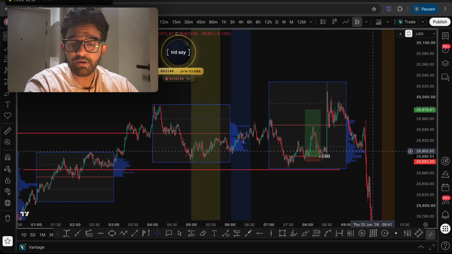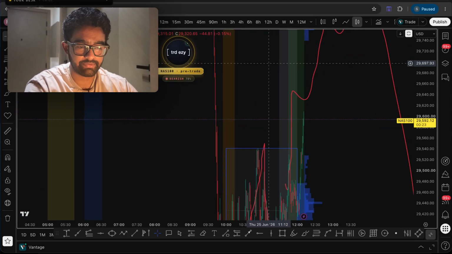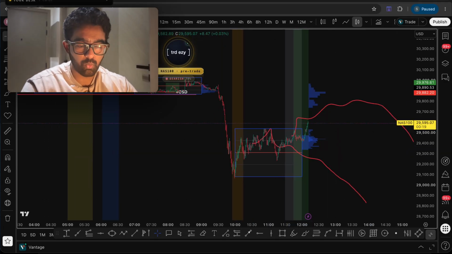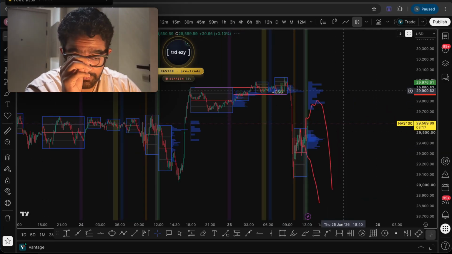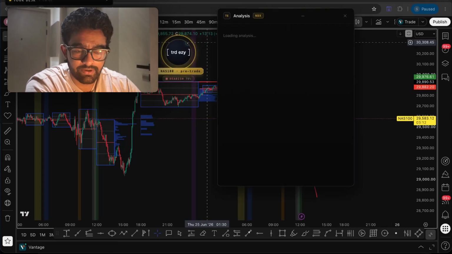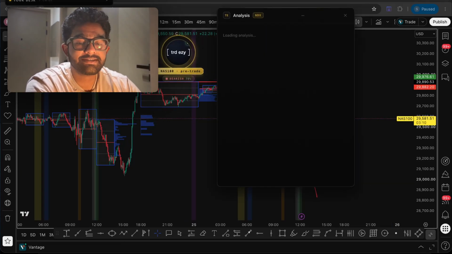Now, what about the dump? Because now I'm calling the dump. As you can see over here, I call the dump right over here. Now, with this dump, what exactly is going through my mind? First of all, I need to understand what my sentiment is. So my sentiment right here, if you run the analysis on TradeEasy, we can see the sentiment.